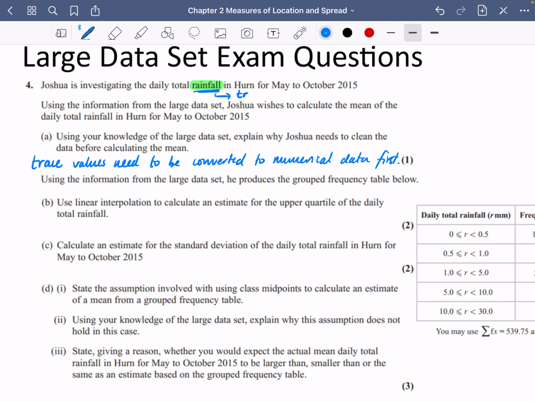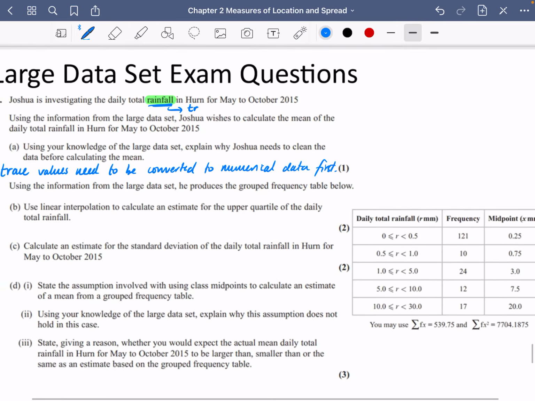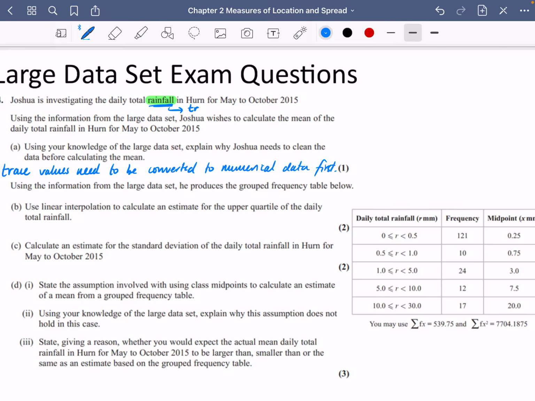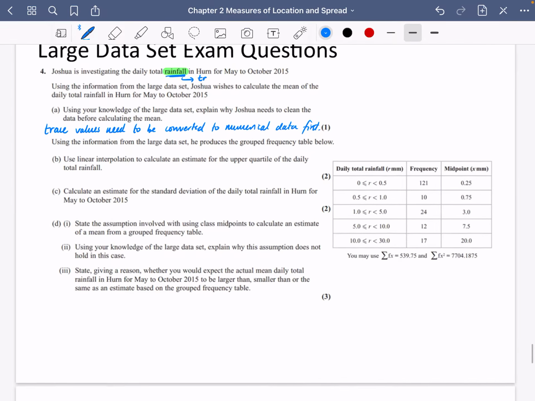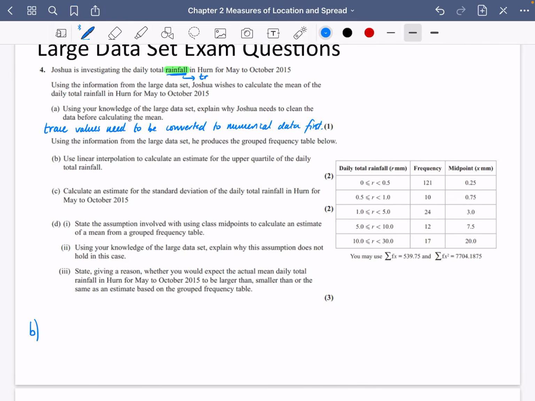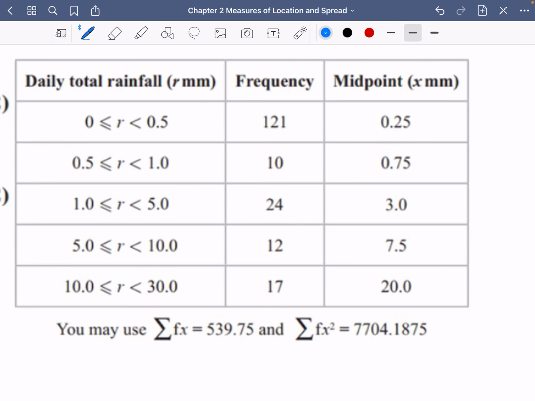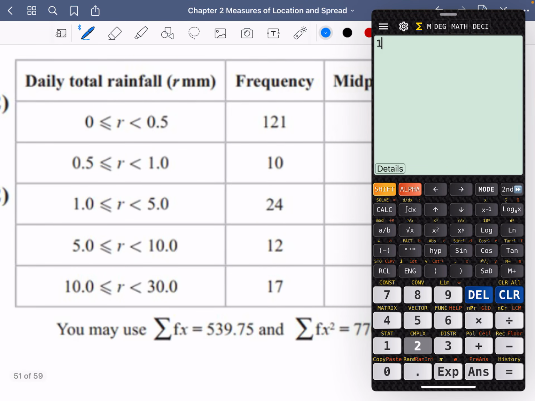Using the information from the large dataset, he produces the grouped frequency table below that I've got over here. And it first of all wants us to use linear interpolation to calculate an estimate for the upper quartile of the daily total rainfall. So we're going to do the calculations now for part B. We're going to find out which one is going to be the upper quartile. So I guess the first thing I'm going to need to do is to find out how many things there are in this table. So I'm going to add up all of the frequencies.